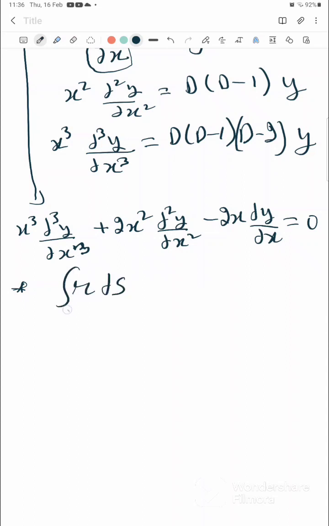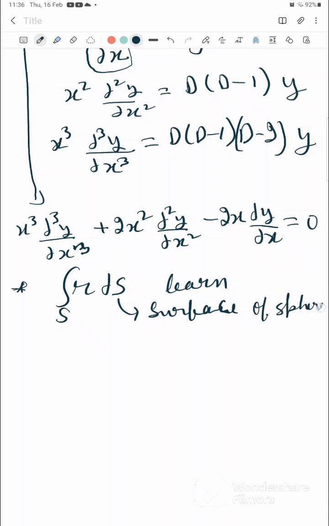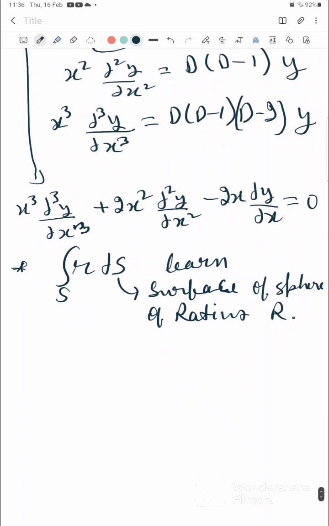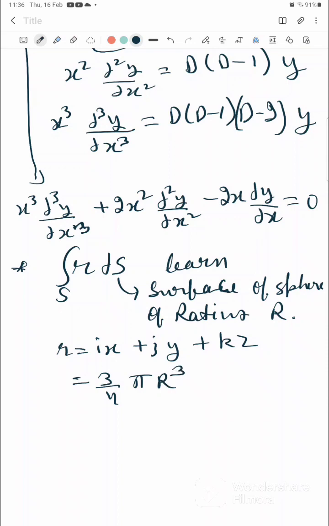The surface of a sphere of radius r, ix plus jy plus kz, equals 3 by 4 pi r cubed.